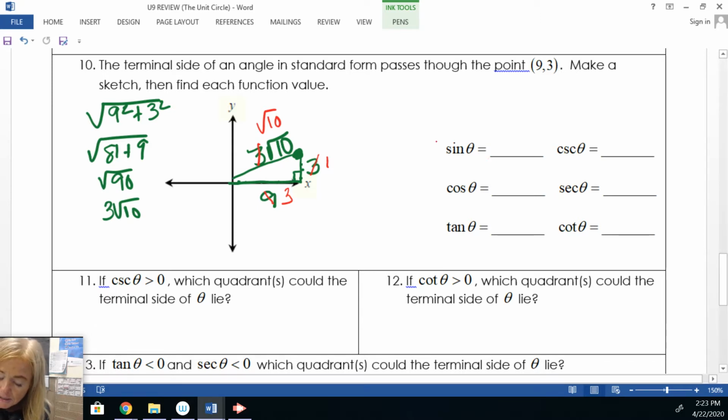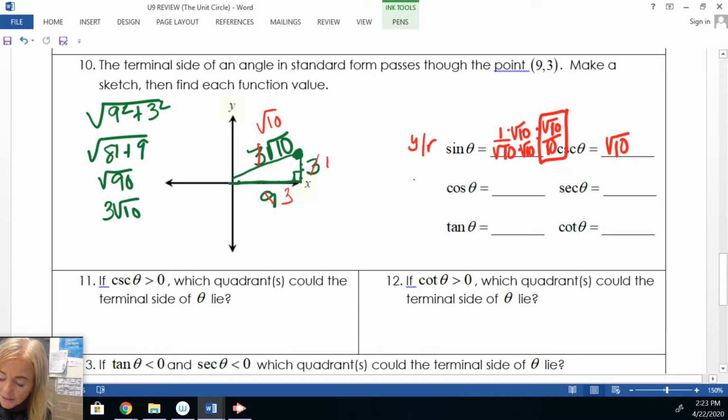So the sine is y over r. So y is 1, r is radical 10. I like to flip it. 1 over radical 10 flipped is radical 10, and then rationalize by multiplying by radical 10 over radical 10. So that's radical 10 over 10 for the sine, and the cosecant is radical 10.